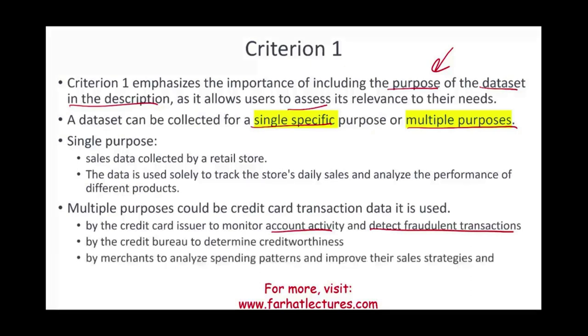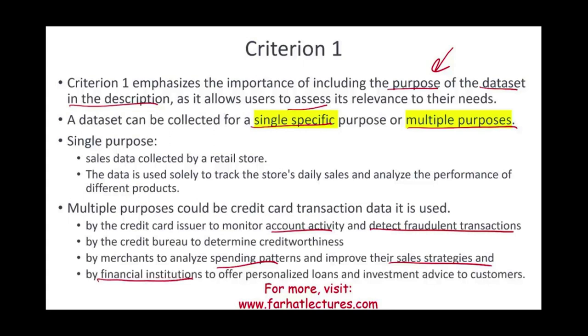It could also be used by merchants to analyze spending patterns and improve their sales strategies, to basically promote what they need to promote to sell you. It could also be used by financial institutions to offer personalized loans and investment advice to customers. So notice it's the same data, but it's used for different purposes. I need to know why the data was collected, because that's going to give me an idea of the initial purpose. What was the original purpose? Because you might collect the data for one purpose and use it for something else. I need to know this, or was it collected for this specific purpose? So you need to know this.